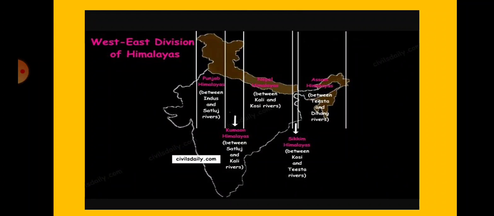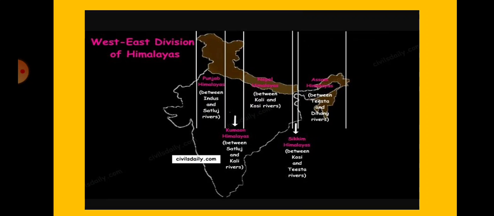Now the west to east division. You can see in this figure that the Himalayas are divided into four parts here. The very first one, the westernmost, is known as the Punjab Himalayas. It is also known as the Kashmir Himalayas. As you can see, it starts from Jammu and Kashmir and extends till the end of Punjab, between the Indus and the Satluj river.